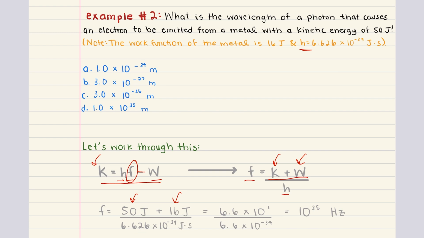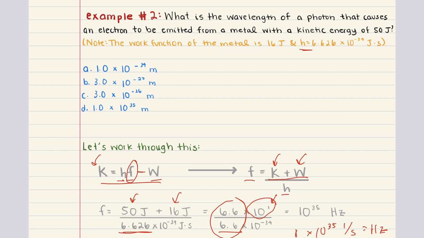Now in the numerator, 50 plus 16 gets us 66, but we're going to write it in scientific notation so it matches our denominator, and it's going to make the division a lot easier. So we can rewrite 66 as 6.6 times 10 to the power 1. And then we're going to approximate our denominator, our Planck's constant, from 6.626 to just 6.6 times 10 to the minus 34. This makes it really easy because now we have 6.6 divided by 6.6, which is equal to 1. And then we have 10 to the power 1 divided by 10 to the minus 34, and that gets us 10 to the 35, 1 over second for our units, which is equal to hertz.